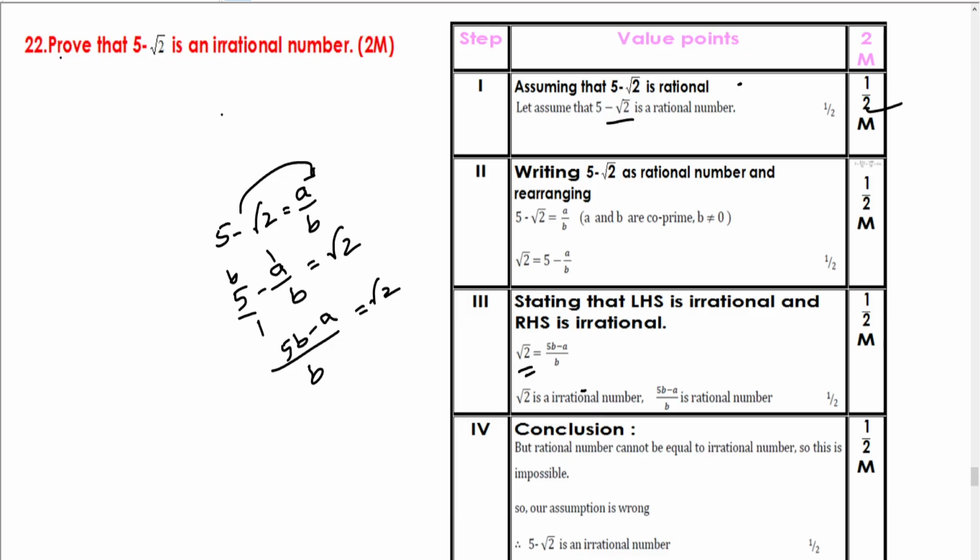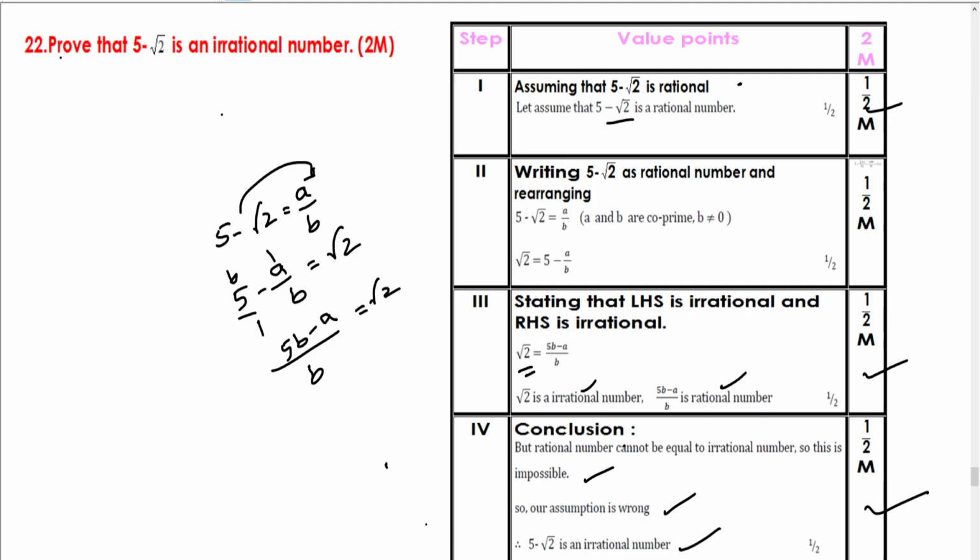Left hand side, 5b minus a upon b, is the rational number. Right hand side, root 2, is the irrational number. For writing this step, you will get half mark. Right? And the remaining half mark will be given, but a rational number cannot be equal to an irrational number, so this is impossible. So our assumption is wrong. 5 minus root 2 is irrational. If you do not explain this conclusion, you will lose the half mark. Be careful, write it and get the full marks.